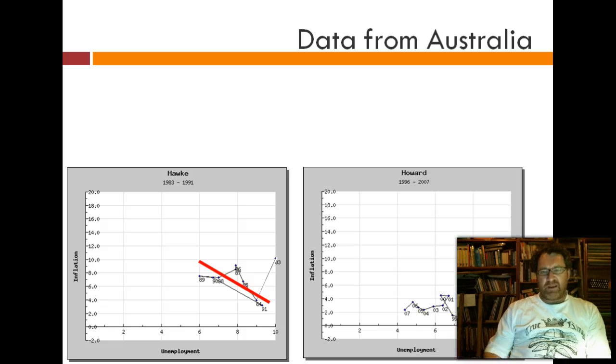What about for the Howard years? Is there a Phillips curve there? Well, sort of. If we did a line of best fit, you can see the Phillips curve still exists. It's quite flat compared to in the Hawke years, but nonetheless, I think it's reasonable to say that there's a Phillips curve of some description there.